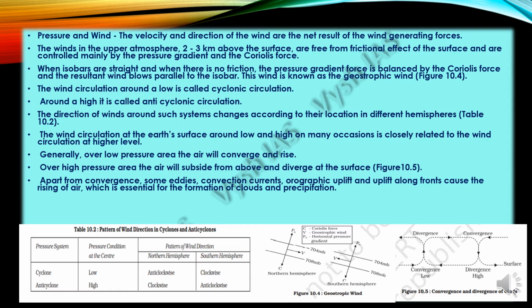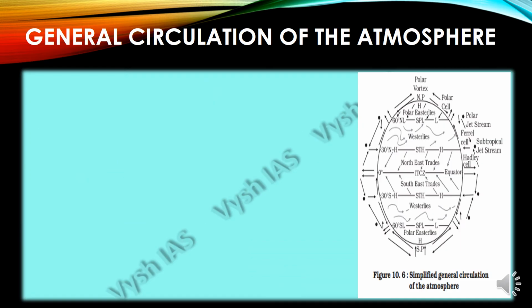So apart from convergence, some eddies, convection currents, orographic uplift, and uplift along the fronts will cause this rising of air, and this is very essential for the formation of clouds and precipitation.